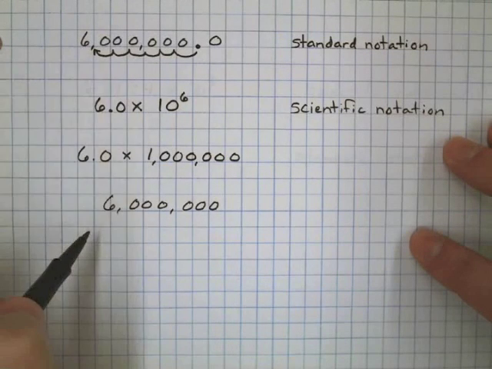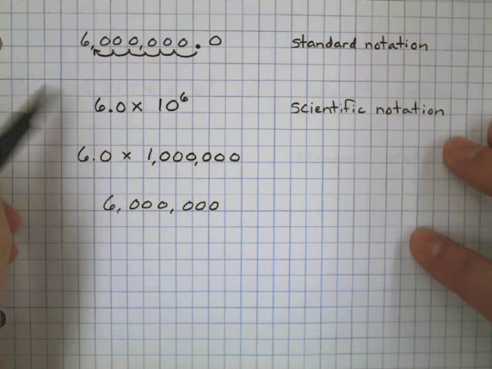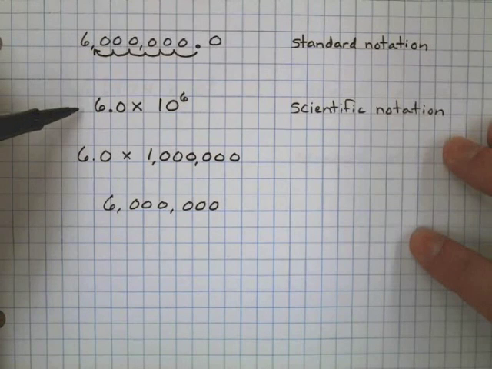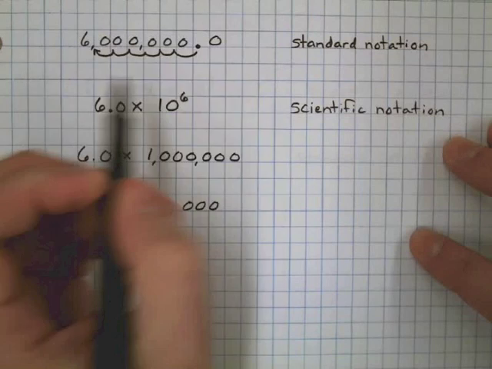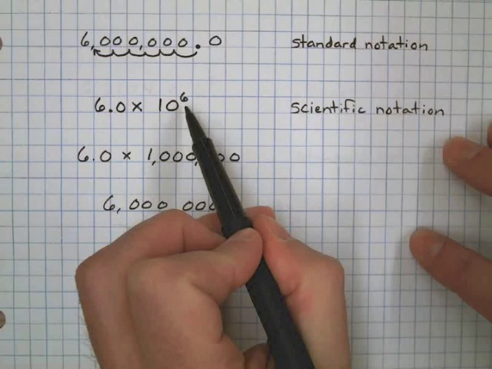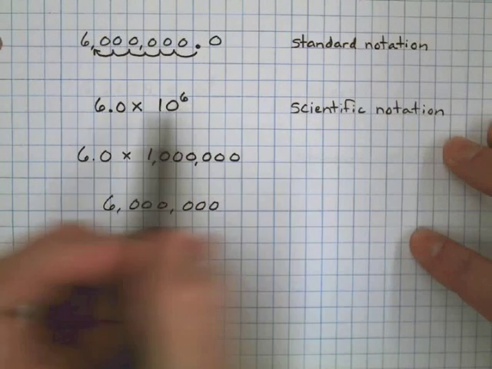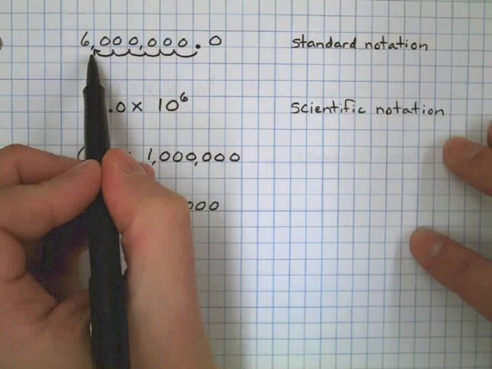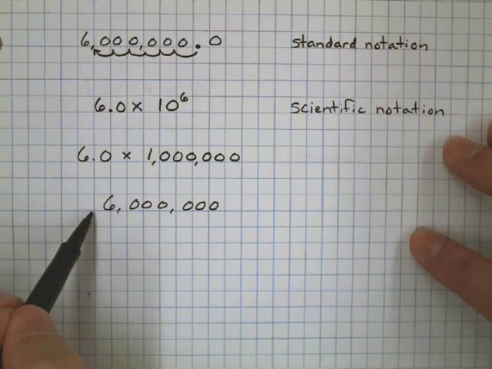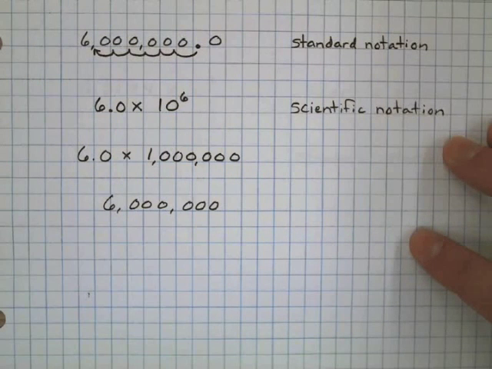So I can go back and forth from different directions. I can go from scientific to standard. I can go from standard to scientific by counting up the number of decimal places and thinking that that is that power there. So 6 going this way, so I have 6 times 10 to the 6th. I can double check that by taking it back to standard notation.